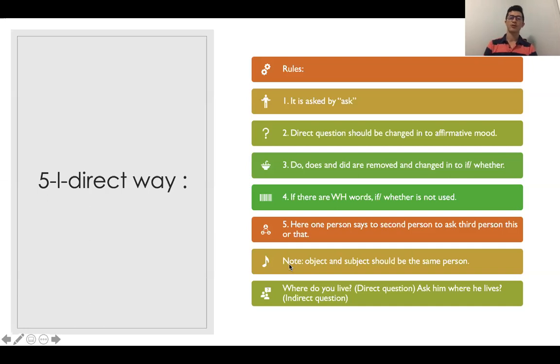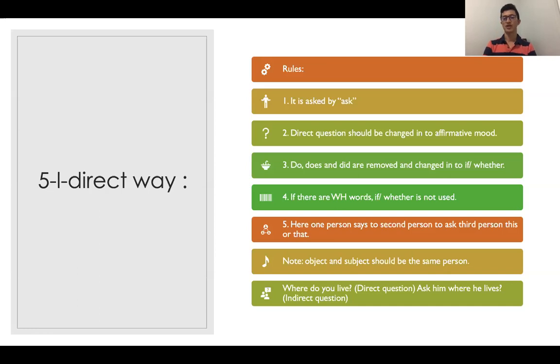Another important point is this: the object and subject should be the same person. Look at this example here. Where do you live? It is a direct question. When we change it to an indirect question, we say, ask him where he lives. So the first person says to the second person to ask the third person. He says to this one, okay, ask him where he lives.